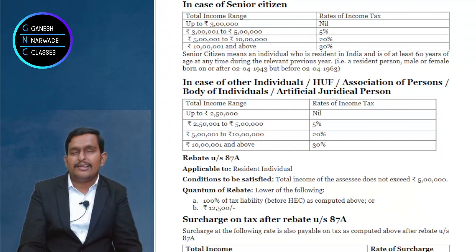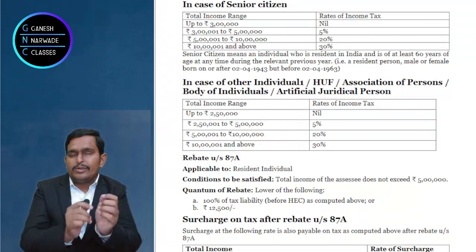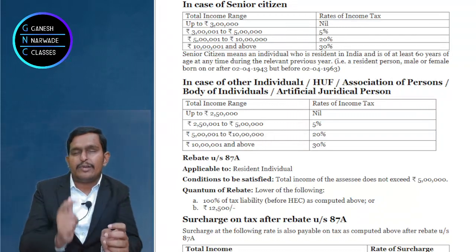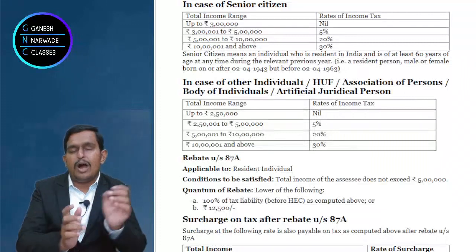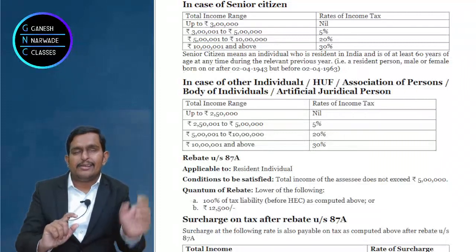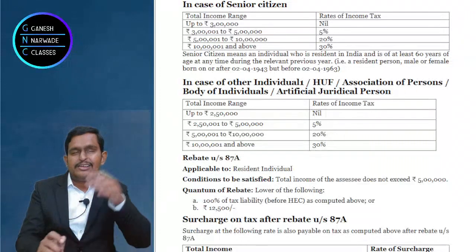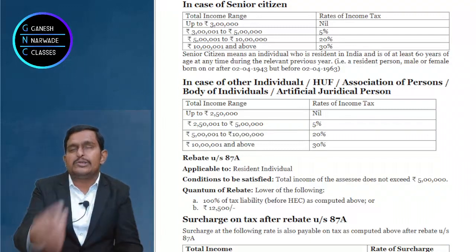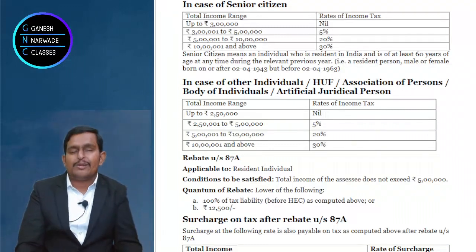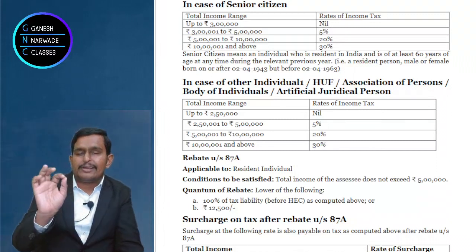Okay. Let's continue. So what I said, if you are a resident individual below 60 years, a non-resident individual irrespective of age, HUF, AOP, BI, AJP. For you up to 2,50,000 nil rate of tax. 2,50,000 1 rupee to 5 lakhs rupees 5% rate of tax. 5 lakhs 1 rupee to 10 lakhs 20% rate of tax. 10 lakhs 1 rupee or above 30% rate of tax.